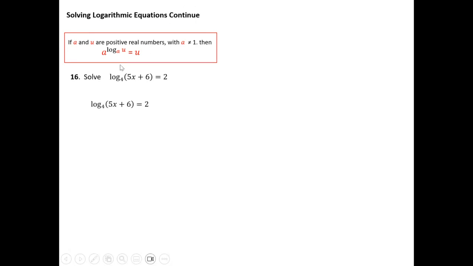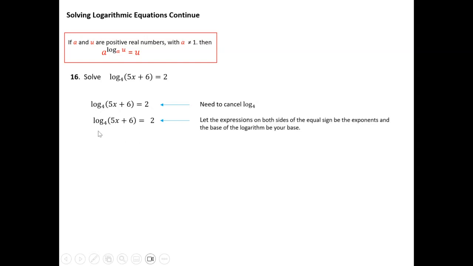Now here's another one, okay? By using this property here, if you have base a to the log of the same base, then the answer will be the argument. Example: we want to solve for x. We don't want the log base 4 there. So the base of the log is 4. So we're going to raise both expressions as exponents, putting a big 4. This becomes your exponent, but we do it to both sides. You see, now we're applying the property above.